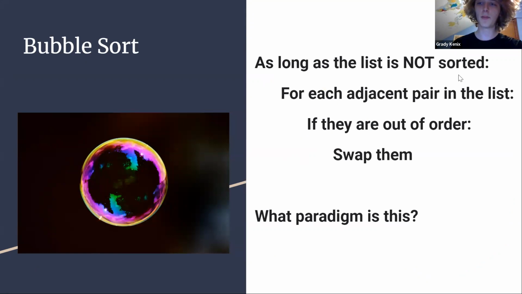And the only one we discussed was bubble sort. I'm going to move this, it's in the way. As long as the list is not sorted, you go through pair by pair by pair by pair. If they're out of order, you swap them, and you just keep going. And we ran through a couple examples of that.